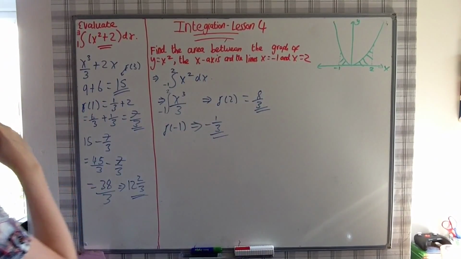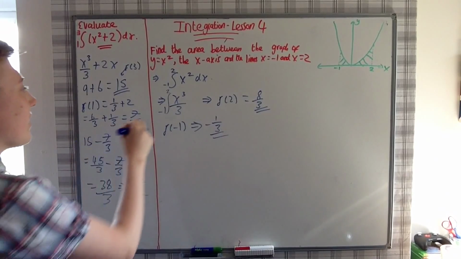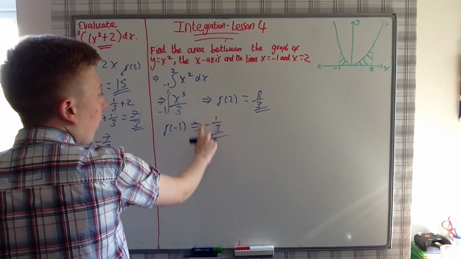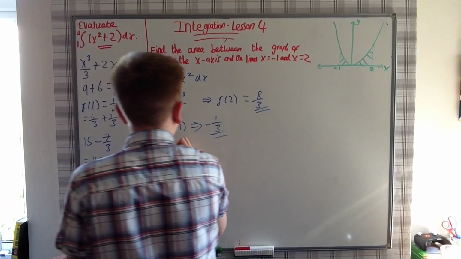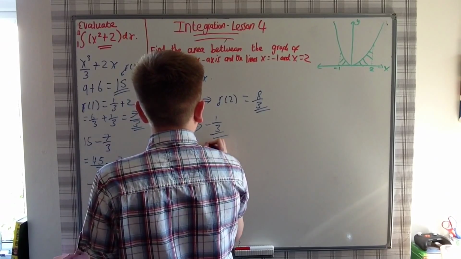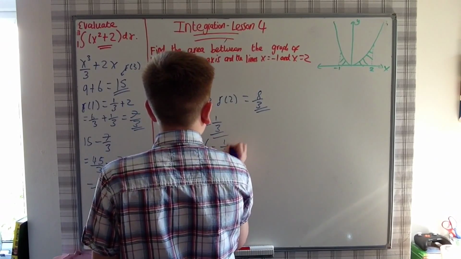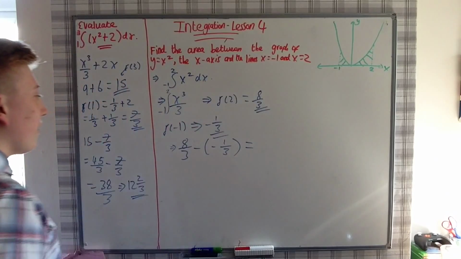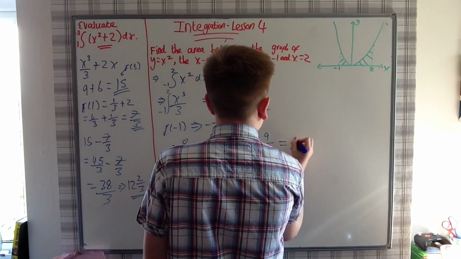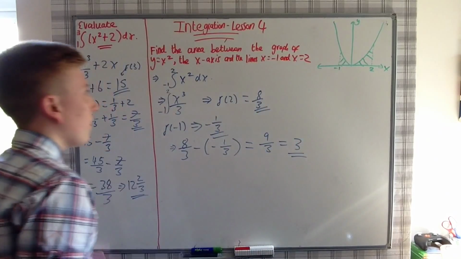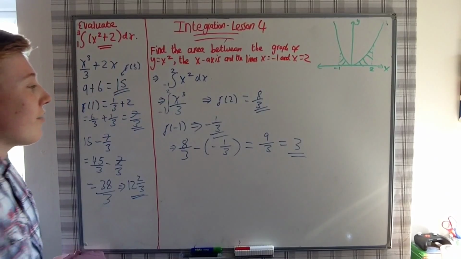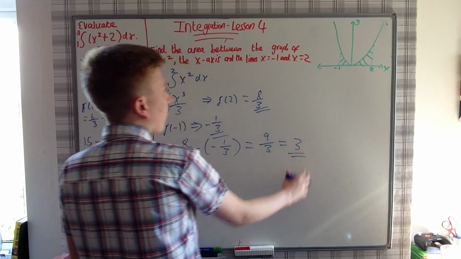So, we need to be very careful here, because we're subtracting our lower limit from our upper limit answer. So we're subtracting minus a third from 8 over 3. Okay, so 8 over 3 minus a third. So this is going to become a positive, okay? This is going to become 9 divided by 3, which is 3. So this is the area under the curve. The answer is 3. We don't have units, we just write 3 here.